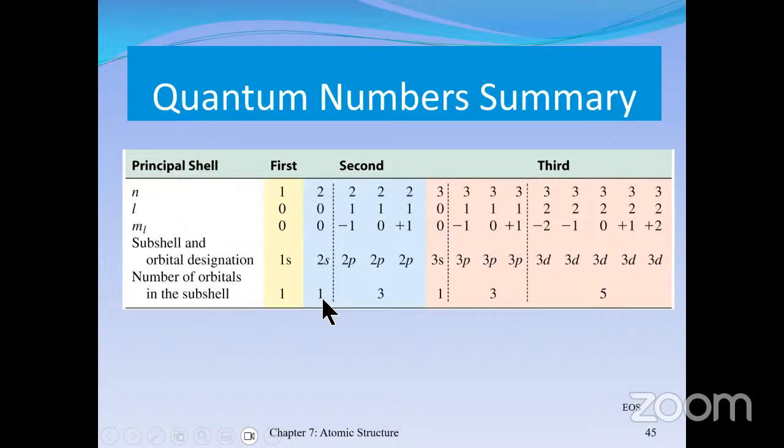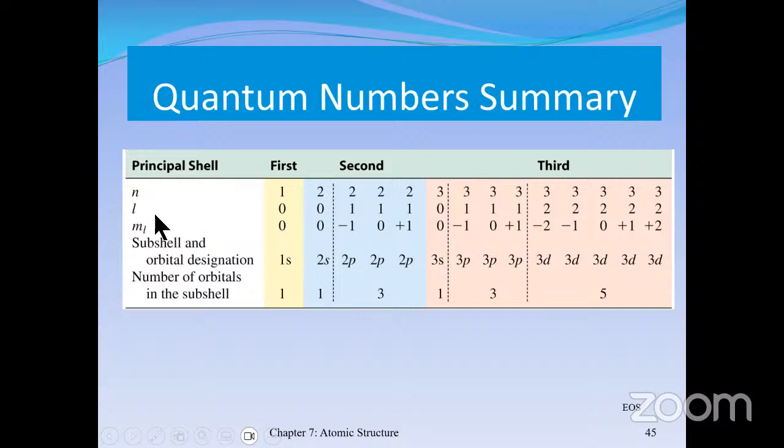And then when we get to the second shell, we have N equal to 2, but L can have a value of 1 or 0. If L is equal to 0, ML is equal to 0, the designation would be 2s, right? S because L is equal to 0, and 2 here because the principal quantum number is 2, and there's only 1 orbital in the 2s subshell.